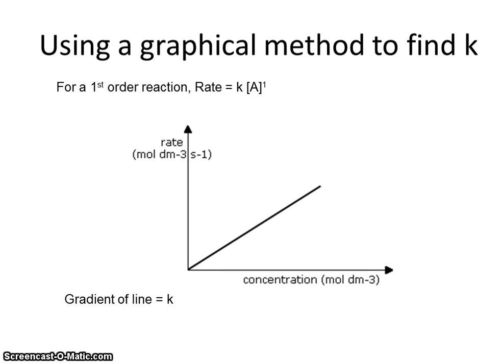Yes, the gradient of the line is actually equal to the rate constant, k. One thing that's extremely important is that this will only work and give you a valid answer for k if rate is in moles per dm cubed per second and concentration in moles per dm cubed on the horizontal axis. This will usually be the case in exam questions, but may not be the case in, for example, any experimental work that you might do.